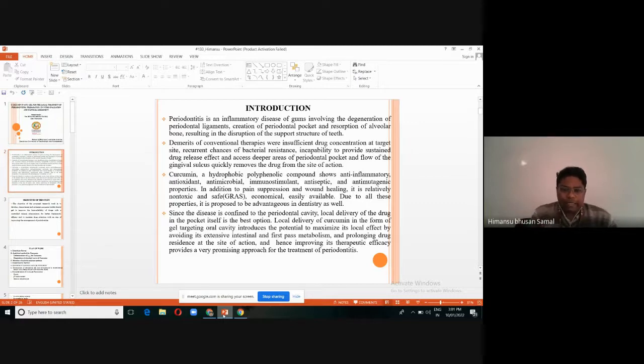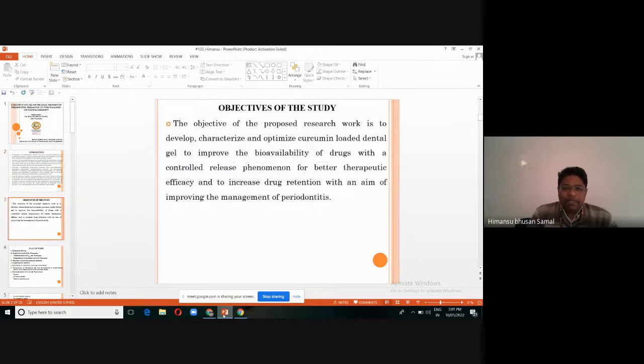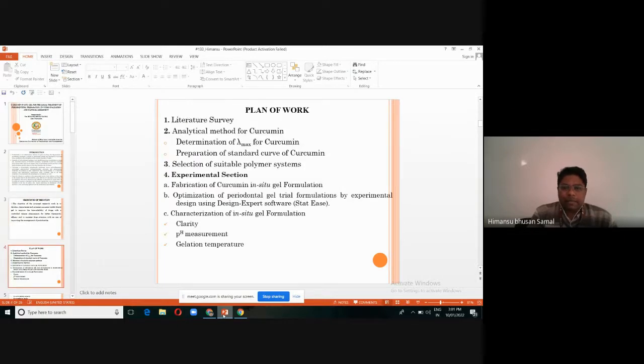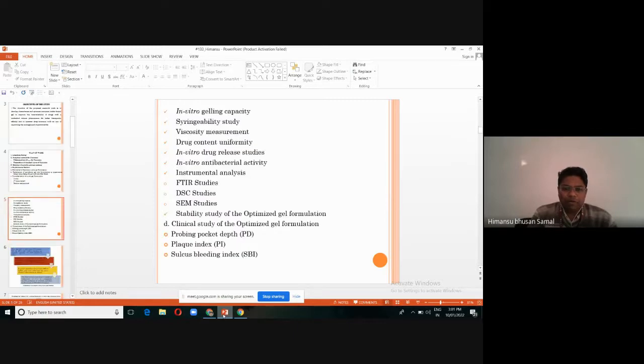treatment of periodontal disease. The basic objective of this study is to develop, characterize, and optimize a curcumin-loaded dental gel to improve the bioavailability of the drug with a controlled release phenomenon for better therapeutic efficacy and increased drug retention, with an aim of improving the management of periodontitis. This is the basic plan of work: formulation, optimization, and characterization of the gel formulation.